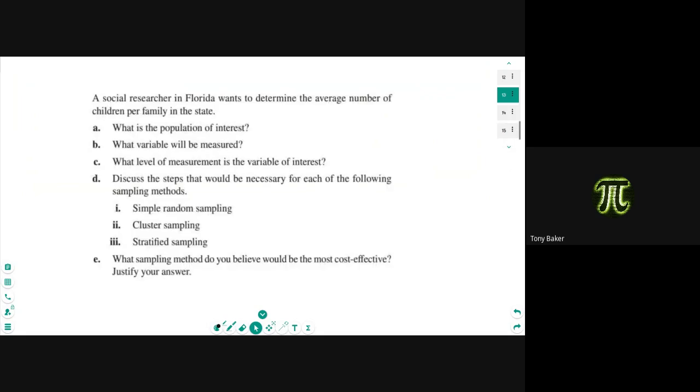All right. So let's look at one. Social research in Florida wants to determine the average number of children per family in the state. What's the population of interest? So what is the main population that I'd be looking at? In Florida. Just families?